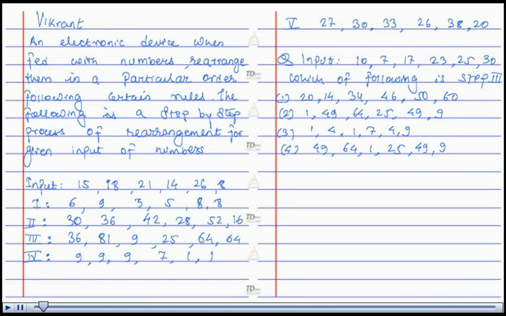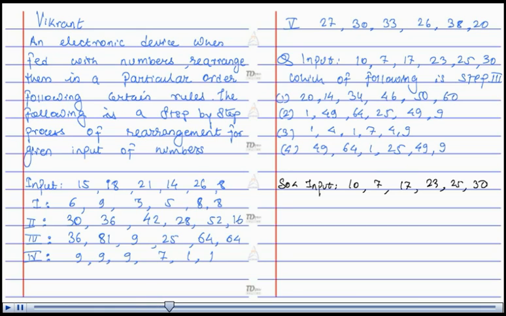Hello, I am Vikrant. The question is, input 10, 7, 17, 23, 25, 30. Which of the following is step 3? The solution is, if we look at the input which is given to us in the question, it is 10, 7, 17, 23, 25, 30.